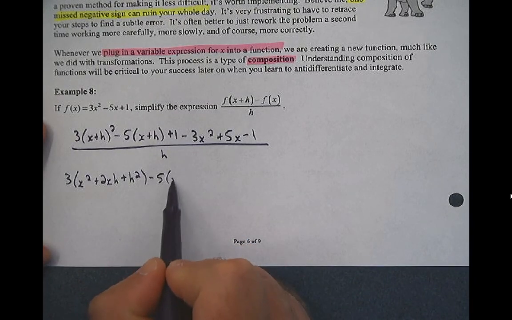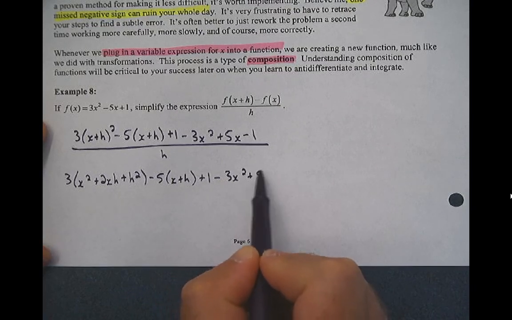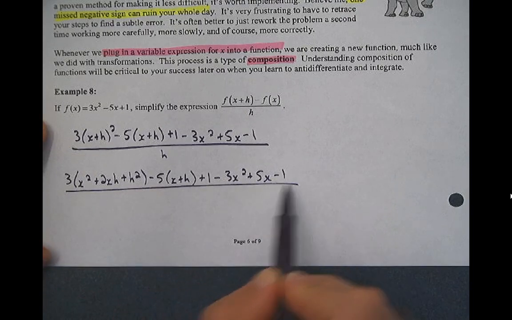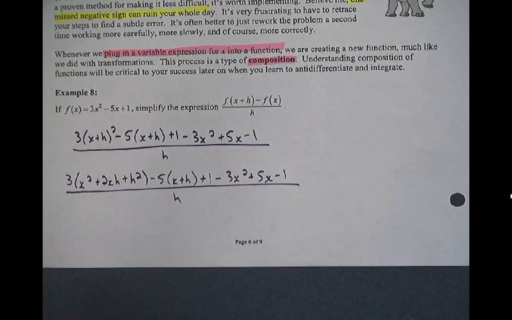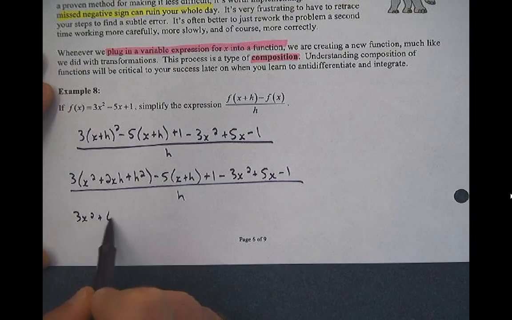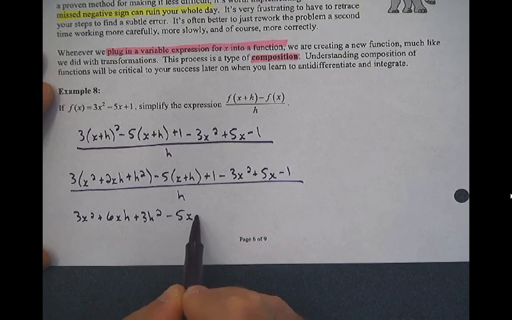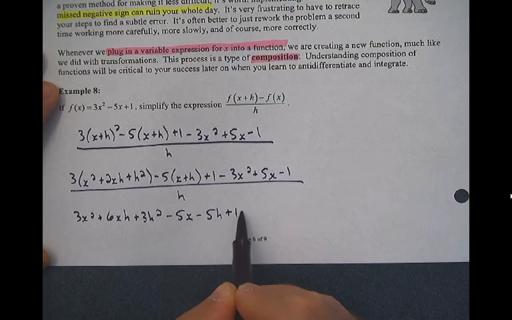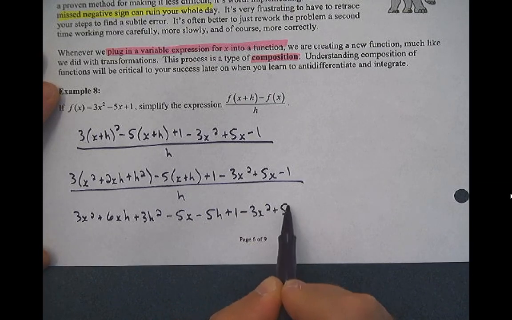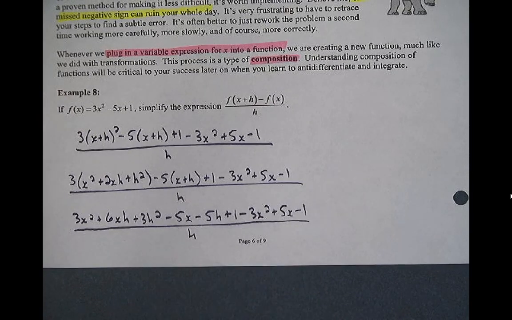Minus 5 times x plus h plus 1 minus 3x squared plus 5x minus 1 all over h. Now I'm going to distribute again. So that's 3x squared plus 6xh plus 3h squared minus 5x minus 5h plus 1 minus 3x squared plus 5x minus 1 all over h. Now, stuff should cancel at this spot. This is actually the derivative by definition you might remember from last year.